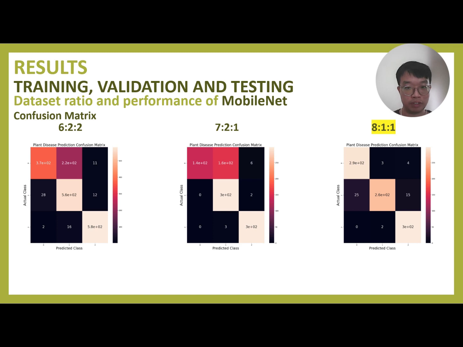For the confusion matrix, the MobileNet trained with 811 dataset ratio has the best confusion matrix compared to 622 and 721 dataset ratio. This is because the model trained with 811 dataset ratio has the least misclassification compared to the MobileNet trained with 622 and 721 dataset ratio.